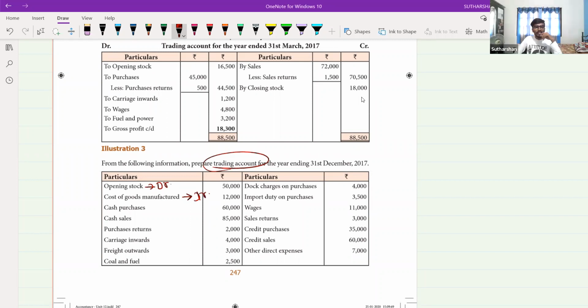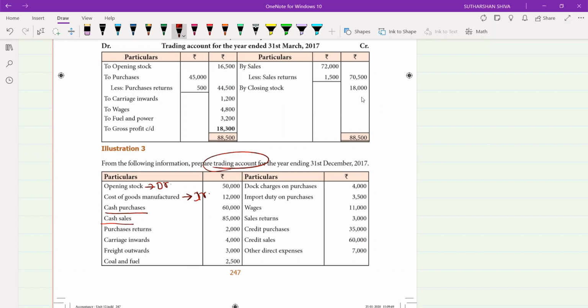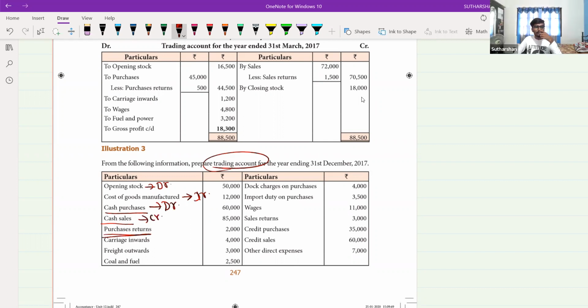Then Sneha, they have given cash purchase and cash sales. On which side will these be recorded? Debit side. Cash purchases will be on debit. Cash sales? Credit side. Then purchase return, Vinita. On the debit side, you should deduct it from purchases. Yes, we will deduct it from purchases.